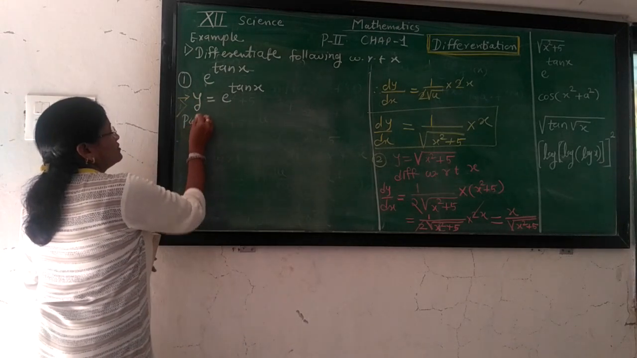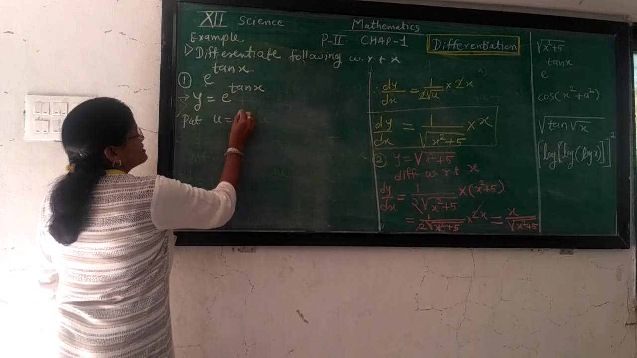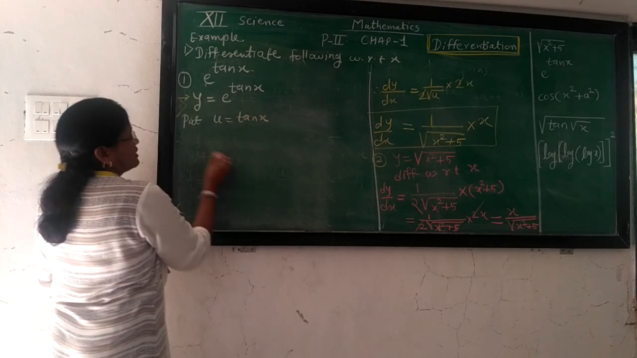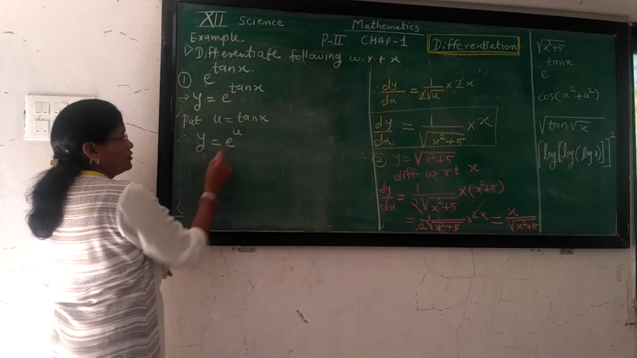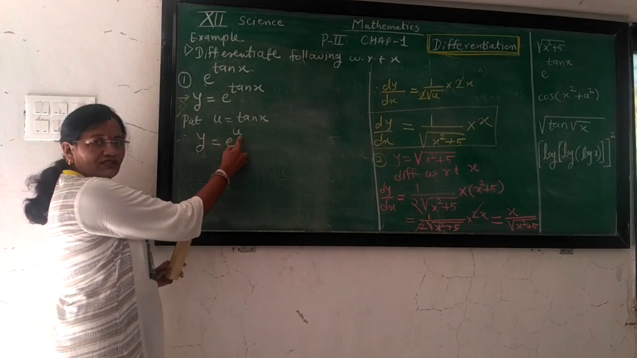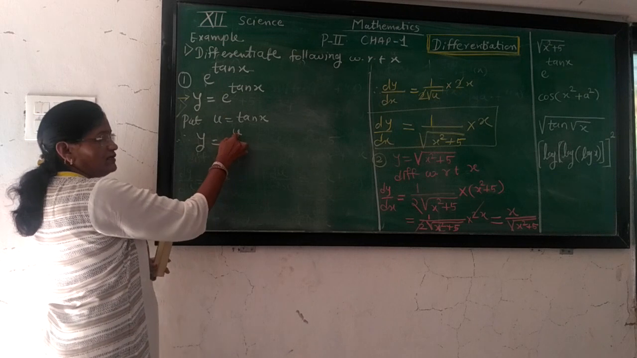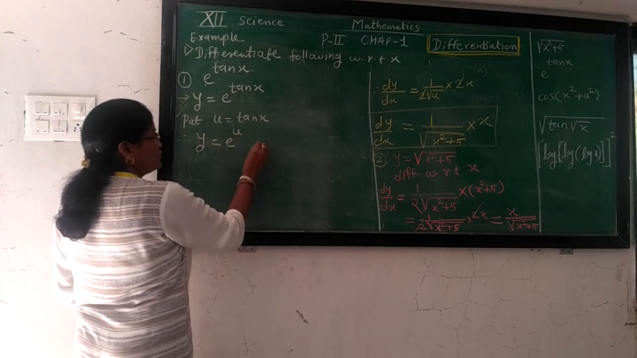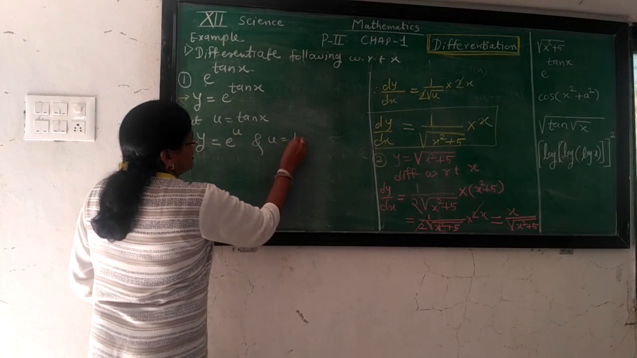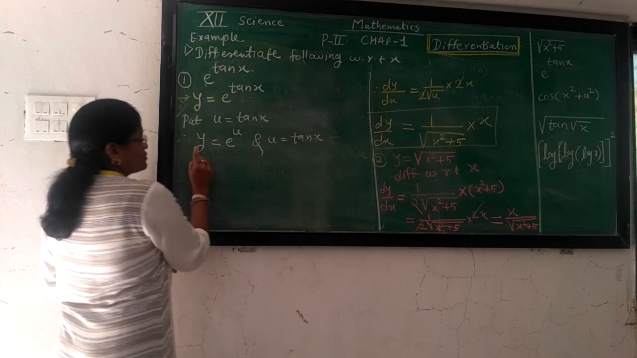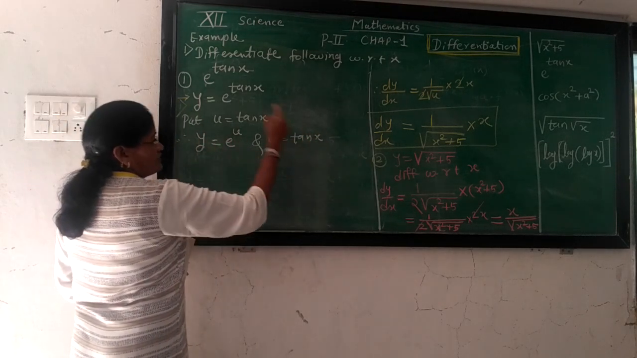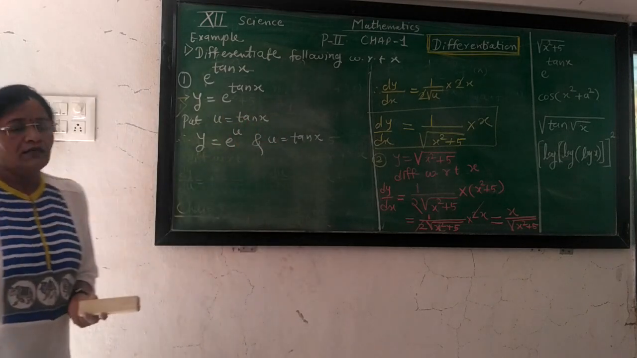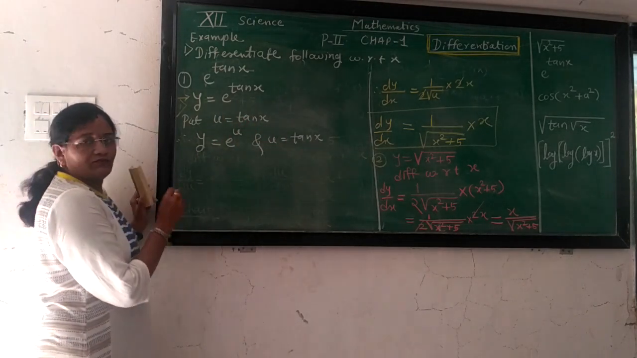So we put u is equal to tan x. Therefore y becomes e raised to u. Now this y is a function of u. E is for exponential, but the variable is u. So y is a function of u, and given that u is equal to tan x. So y is a function of u, u is a function of x, then y is a function of x by taking the rule of composite function.